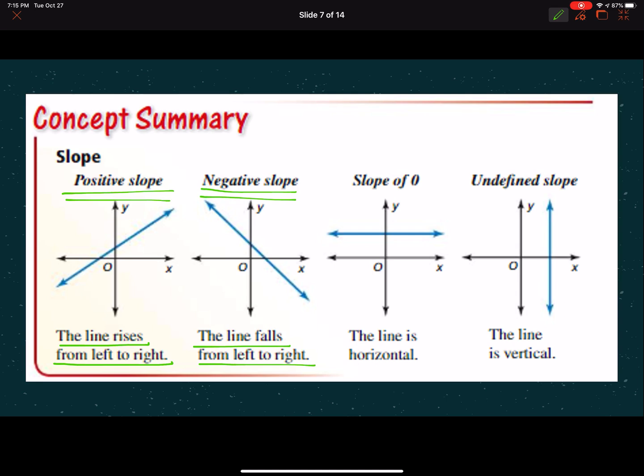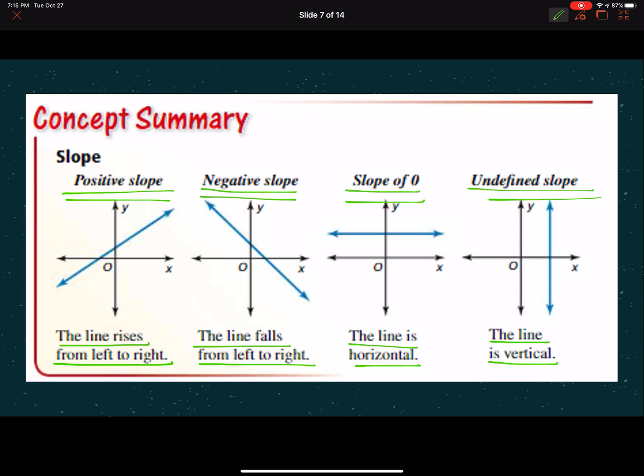A slope of 0 is a horizontal line. There's no increase or decrease, it's remaining steady. An undefined slope has a vertical line. Undefined in math means you cannot define it. So technically it doesn't exist. So if we have a vertical line, we have an undefined slope.